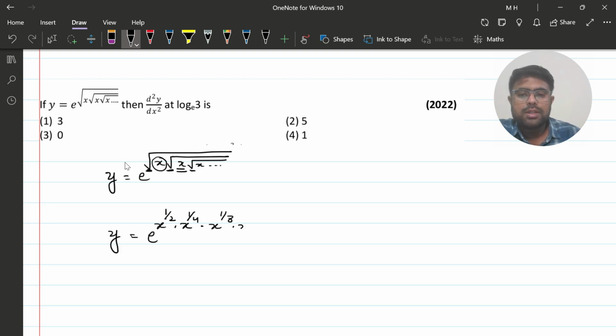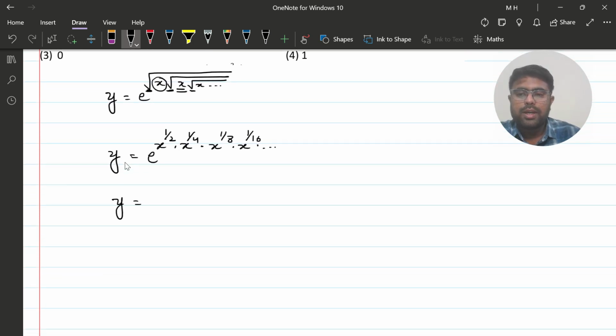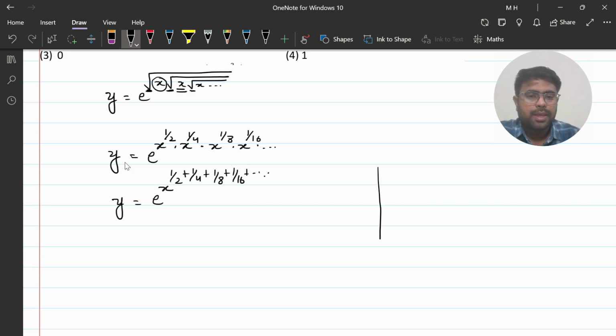And the next one is x raised to, it's again going to be under 4 roots, so it is 1 by 16 and so on. So it just goes on like this, right? So y is equal to e raised to x raised to 1 by 2 plus 1 by 4 plus 1 by 8 plus 1 by 16 plus so on up to infinitely many terms. Is it not the GP? Yes, it is the GP, I mean the geometric series, 1 by 2 plus 1 by 4 plus 1 by 8 plus 1 by 16 and so on.